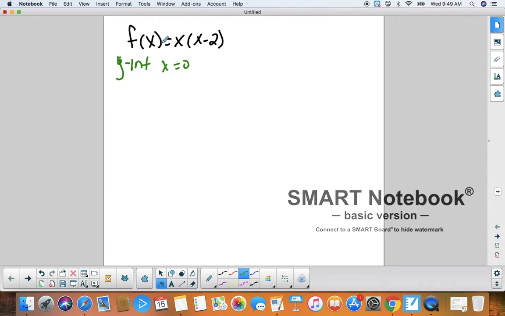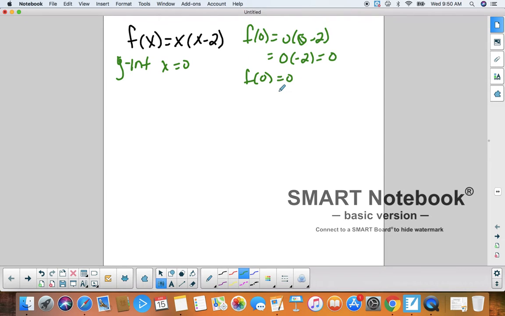So if we let x equal 0 in this equation, everywhere there's an x, I'm going to replace it with 0. And I get this equation. And so when x is 0, I now get 0 times -2, which is equal to 0. So the y-intercept for this equation is 0.